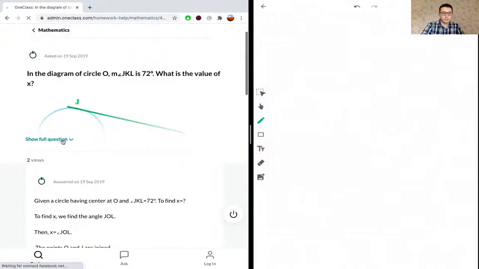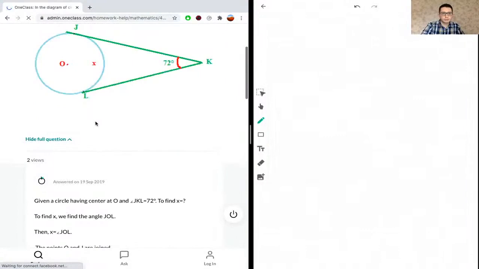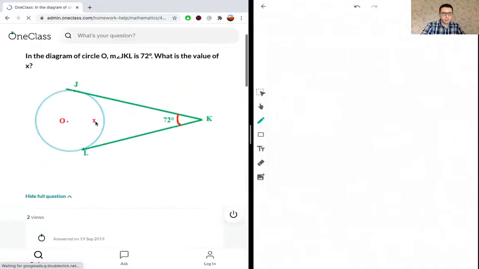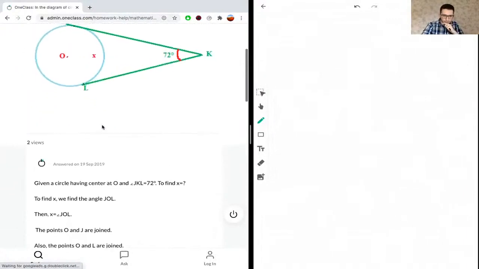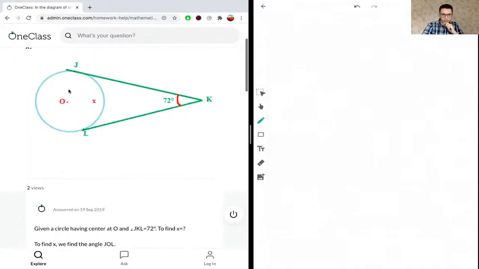So let's take a look at this diagram here. In the diagram of circle O, triangle JKL, the angle M is equal to 72. Talking about this angle here, what is the value of x? So x here, I believe, is defined as JOL. So if we have another triangle, JOL, that's the x angle.